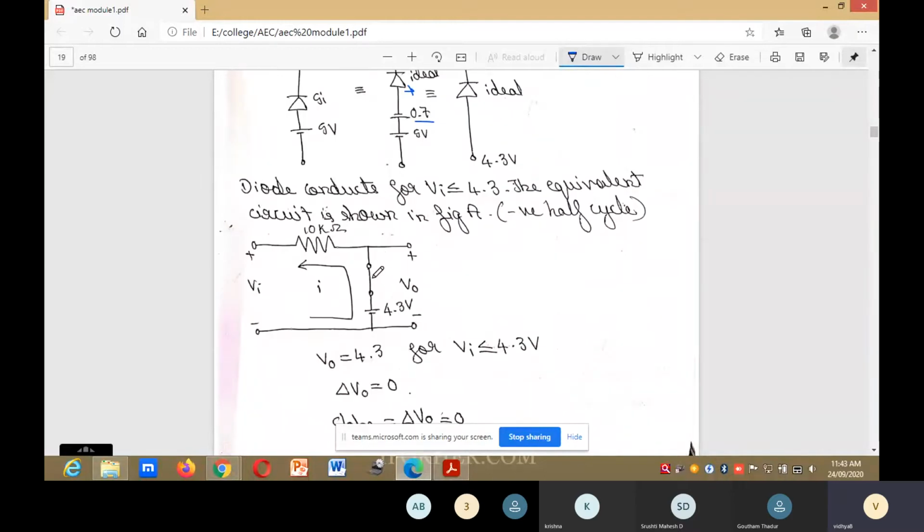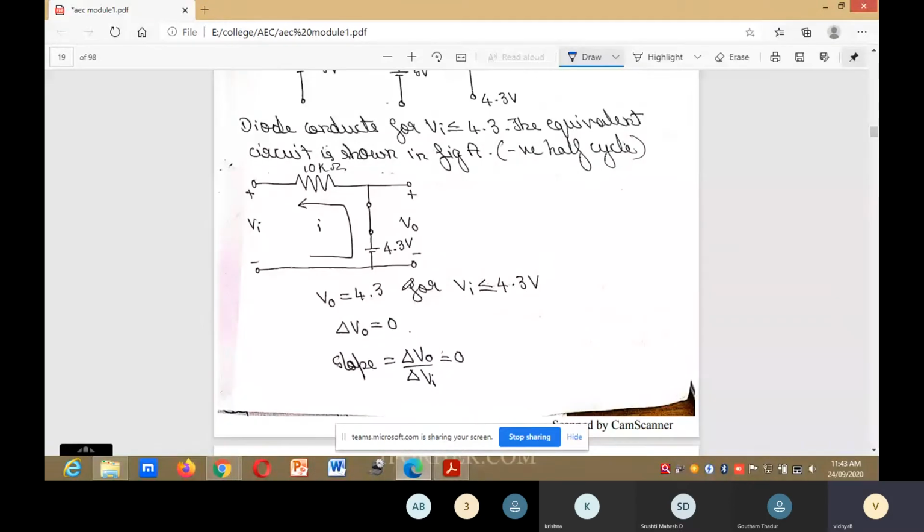At that time, what happens? The diode will be forward biased, so short circuit the diode, and next write the equations for that. This is the equivalent circuit for that. We can remember this as the negative half cycle. V naught is equal to 4.3, so we get the output equal to 4.3 for the condition Vi less than or equal to 4.3 voltage.